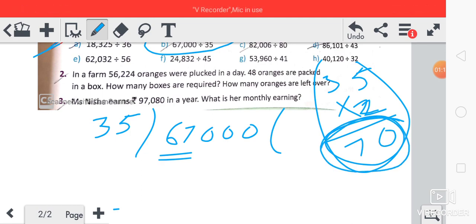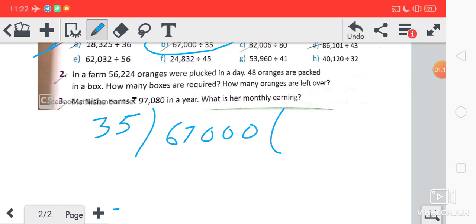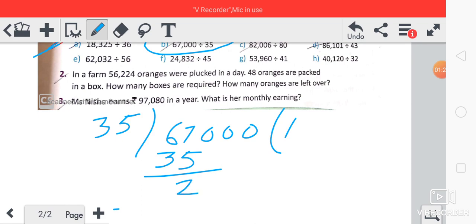So we have to take less. We cannot take 2 times, we have to take 1 time. 35 ones are 35. Now we have to subtract it. 7 minus 5 is 2, and 6 minus 3 is 3.